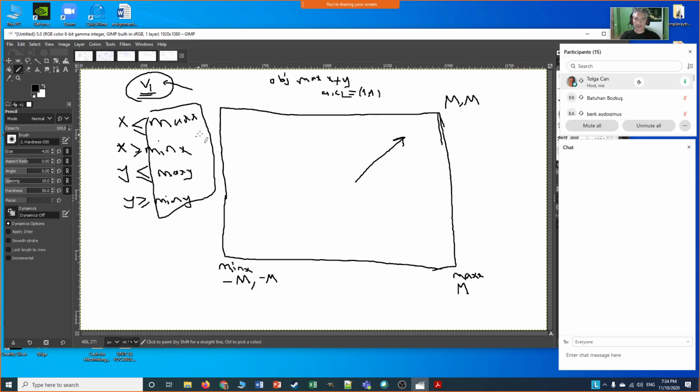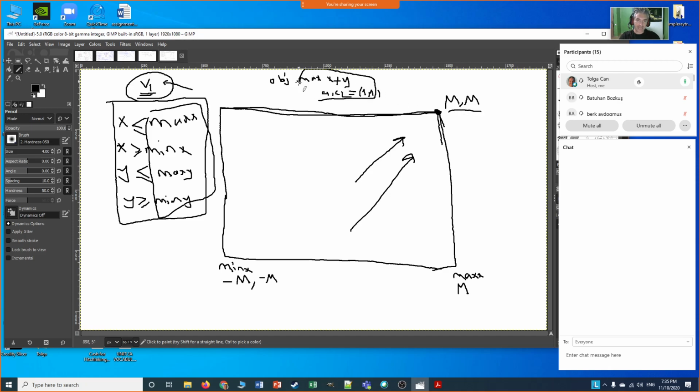For example, if I ask you to maximize x and y, and there are no constraints other than these four constraints, what would x and y be? It will be M and M, right? If you look at this rectangle, it's the extreme point in this direction. So the extreme point in this direction is (M, M), and that maximizes this x plus y.